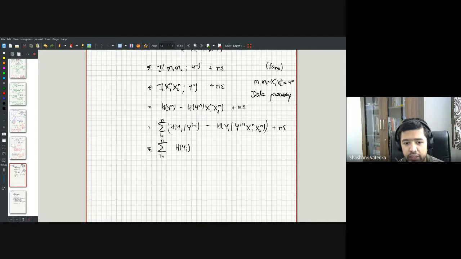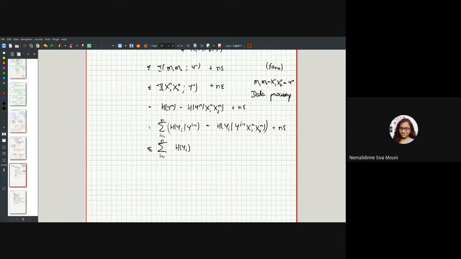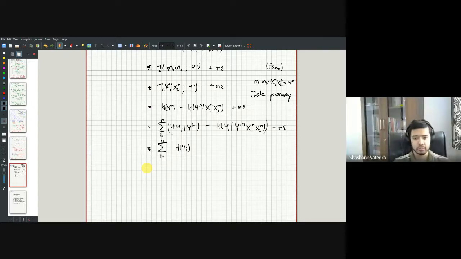Anyone? Can I say that H of Yi given Yi minus 1 is less than or equal to H of Yi? Yes, sir. Conditioning reduces entropy, exactly. So conditioning reduces entropy, and therefore this term is less than or equal to this term. So that's fine. So the first set of terms is now taken care of.